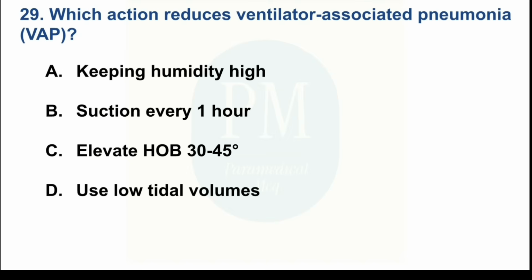Which action reduces ventilator associated pneumonia, VAP? Option A keeping humidity high, option B suction every 1 hour, option C elevate HOB 30 to 45 degree, option D use low tidal volumes. The correct option is option C elevate HOB 30 to 45 degree.